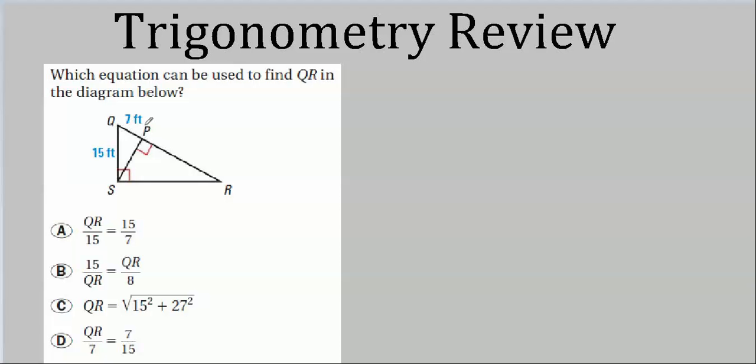Do we have that anywhere? QR over 15 would be the same as 15 over 7. QR over 50. Whoa, it's right there. And it looks like this is the right answer. What about this one here? Take 15 over QR. Okay, that's just the reverse of this. That equals QR over 8.